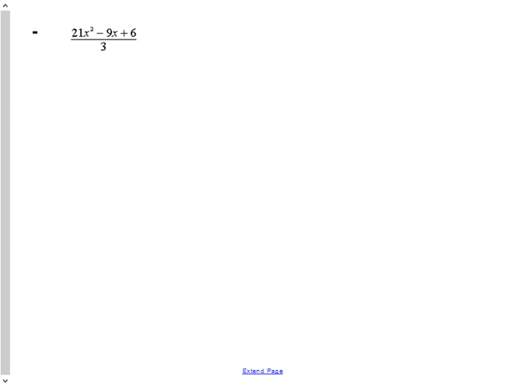Same question, but a division of a trinomial by a monomial. In this case, it's a simple one, so I'm going to do it without actually even rewriting it out again. 21x squared divided by 3 is 7x squared. Negative 9x divided by 3 is negative 3x. And positive 6 divided by 3 is positive 2.